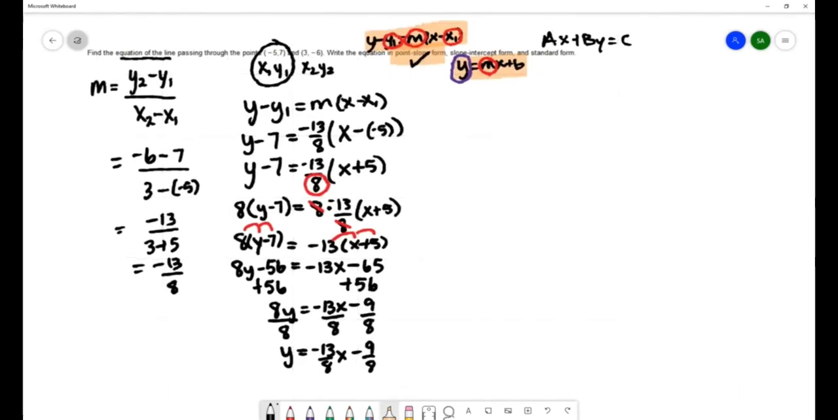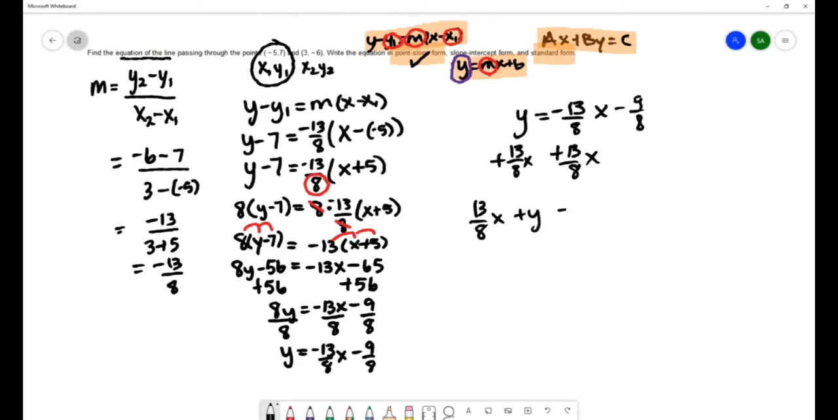So then finally, we want to write the equation in standard form. Standard form is ax plus by equals c. We want x and y on the same side. So I'm going to start with y equals negative 13/8 x minus 9/8. And I want x and y on the same side, so I'm going to add 13/8 x on both sides. And I have 13/8 x plus y equals negative 9/8.